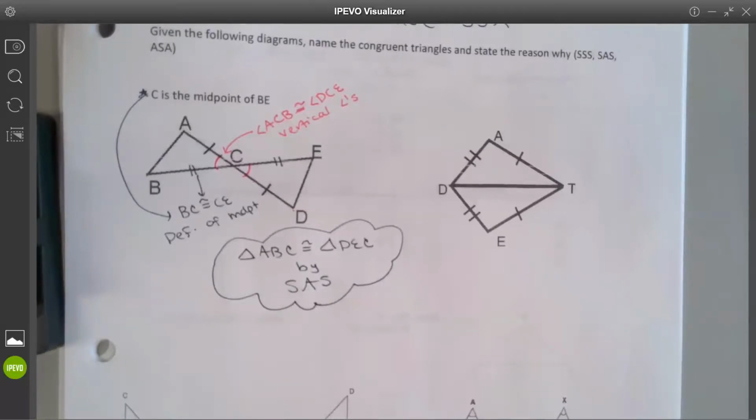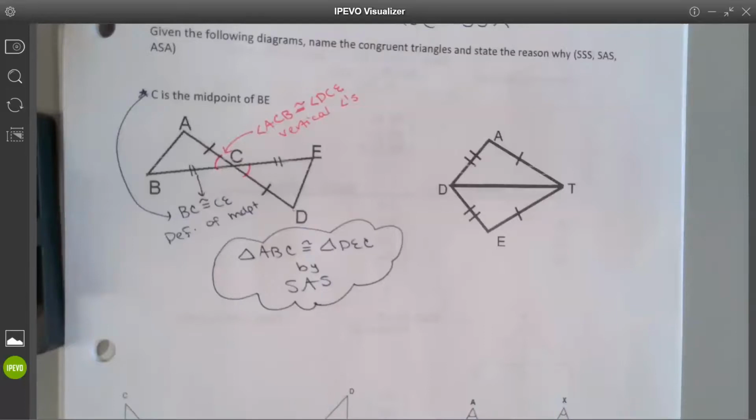Whenever I think, this is gonna be a problem for me, because whenever I think of SSS, I always think immediately to that. Yeah, just don't do that. Just think about sides. It'll be fine.